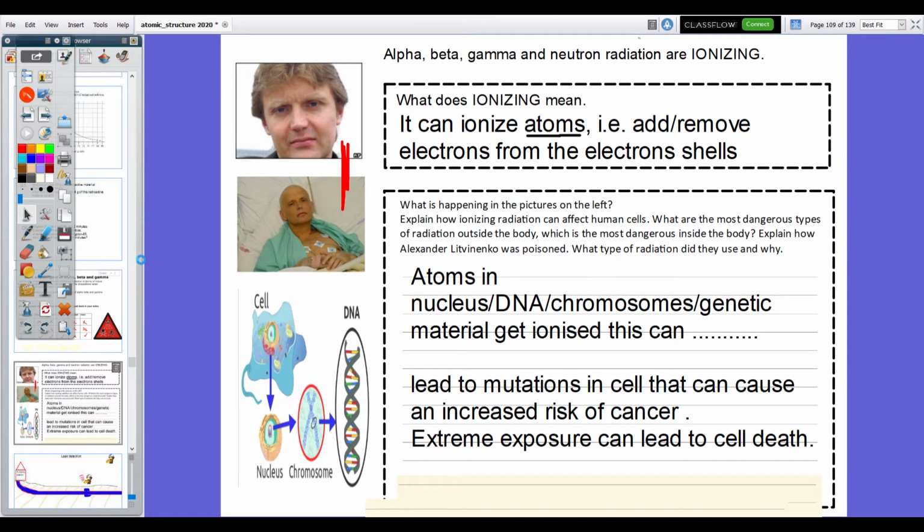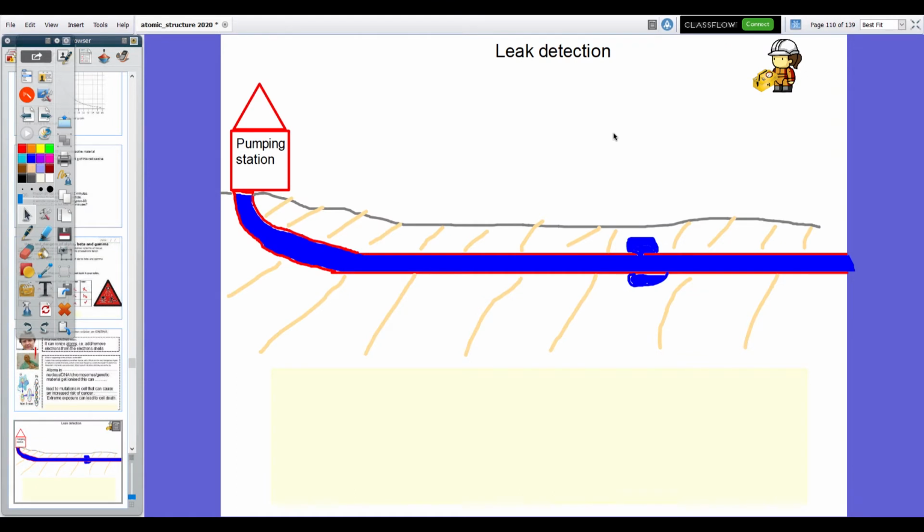So that is fundamentally why we don't want to be exposed, and it's really important you get those two ideas there. There are two separate points to be made. It's atoms and the genetic material, and then it's what are the dangers. Well, low levels can cause mutations, and higher levels can cause cell death. Let's move on now to some uses of how ionizing radiation can be used.